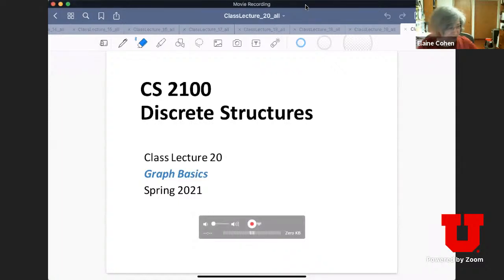Welcome to lecture 20. Today we're going to start on graph theory. Graph theory is really a lot of fun. It's something that occurs in a large variety of areas in computer science, that's for sure. And you actually encounter it every day of your lives, whether you think about it or not.